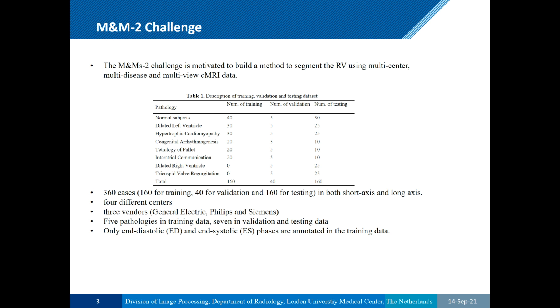The challenge aimed to build a method to segment the right ventricle using multi-center, multi-disease, and multi-view data. This challenge provides 360 cases in both short-axis and long-axis views from 4 different centers acquired with 3 vendors. As shown in Table 1, there are normal subjects. There are 5 pathologies in the training dataset. 2 pathologies are not present in the training dataset but only in the validation and the testing dataset. In addition, only ED and ES phases in the training dataset are labeled.